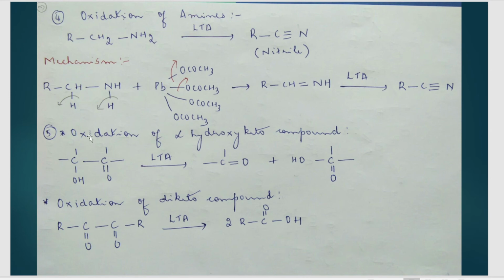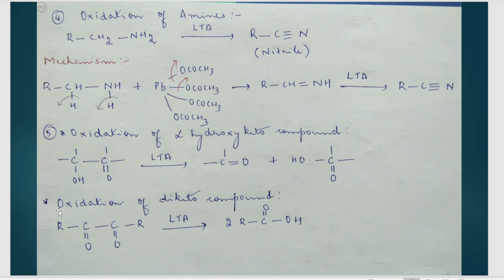Okay, and the fifth application is oxidation of an alpha hydroxy keto compound. What is an alpha hydroxy keto compound? Here you can see this is an alpha carbon and this is a beta carbon. To the alpha carbon, a hydroxy group is attached. So it is called an alpha hydroxy keto compound. Okay. So this on oxidation, what does it give? It gives a ketone and a carboxylic acid group.